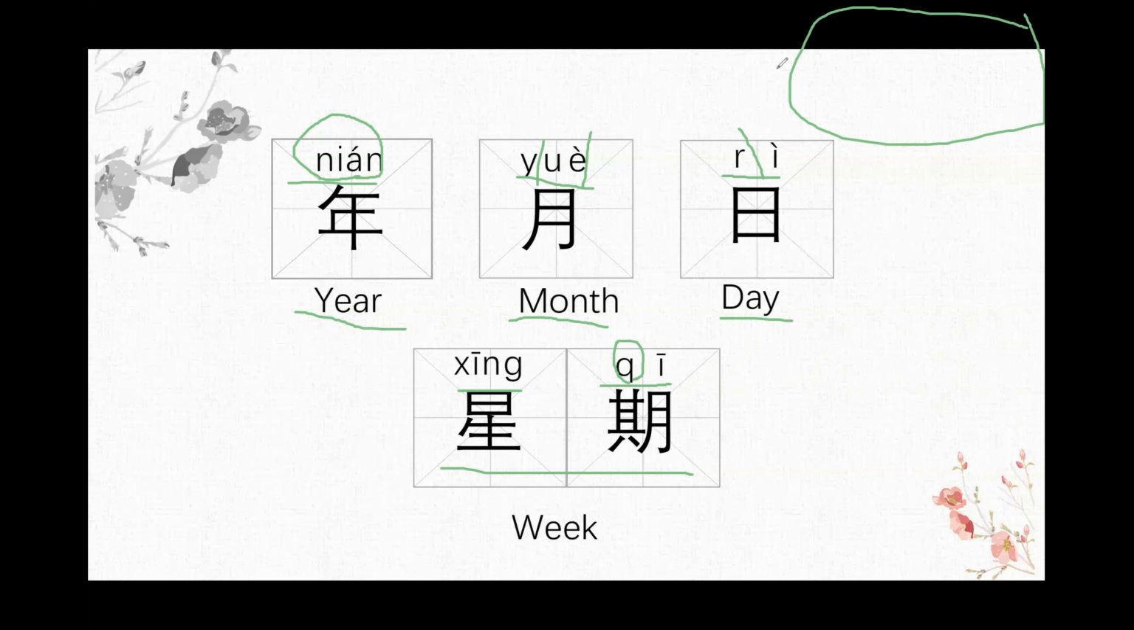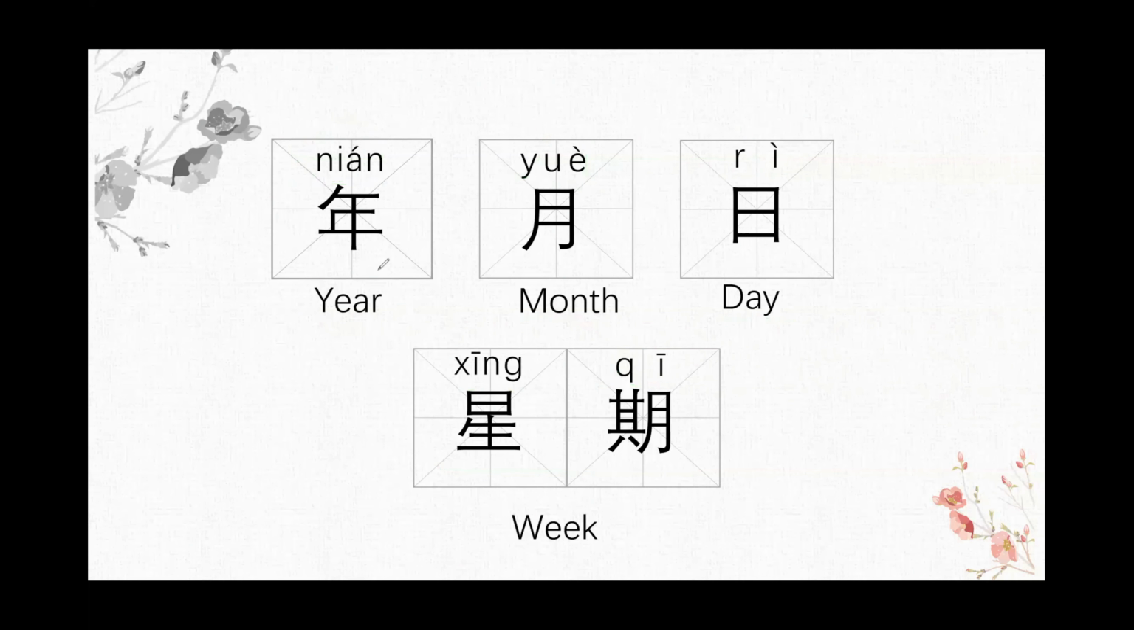So now you have to know the numbers and how to say those 4 words. If you know those things, you have no problem with the date. So I will repeat it and now you follow me, read it together. 年, 月, 日, 星期.